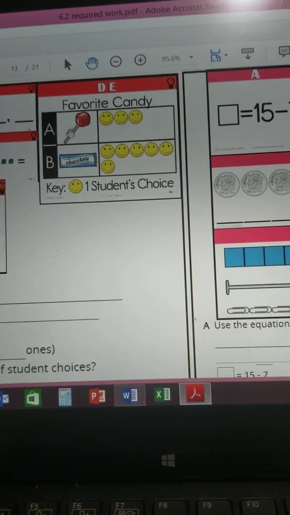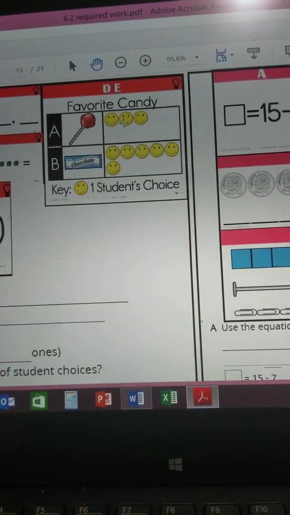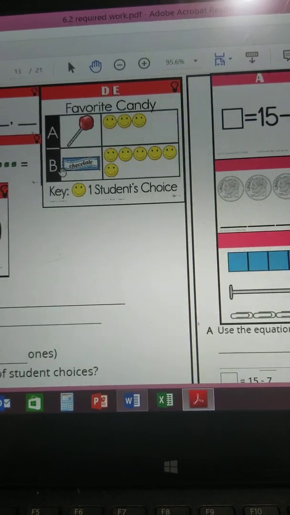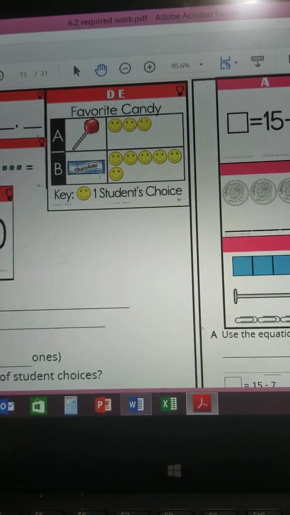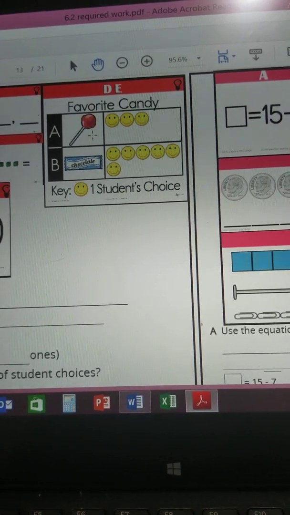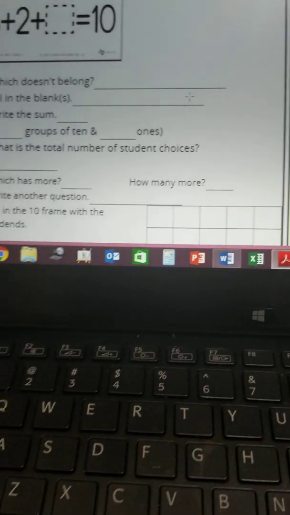How many more? So you're going to see how many kiddos picked lollipop and how many kiddos picked chocolate. Okay? And then you're going to decide how many more kiddos picked chocolate than lollipop. And that'll be your answer here.